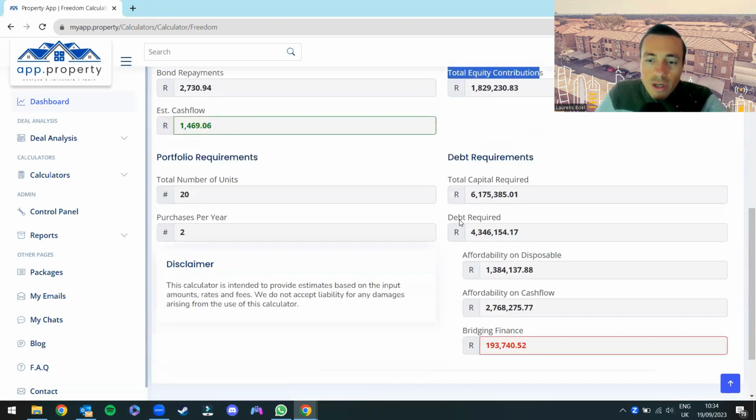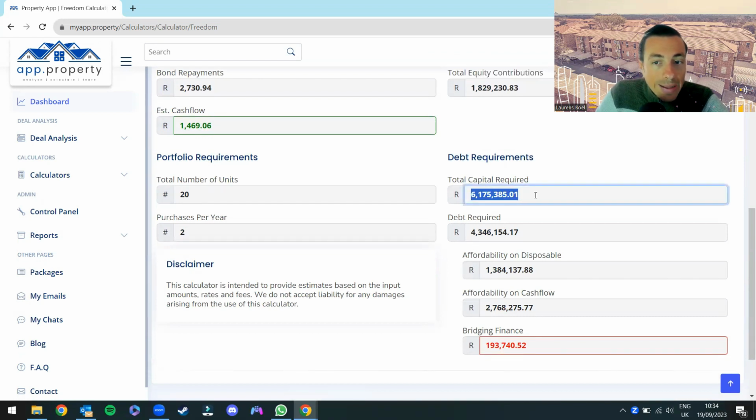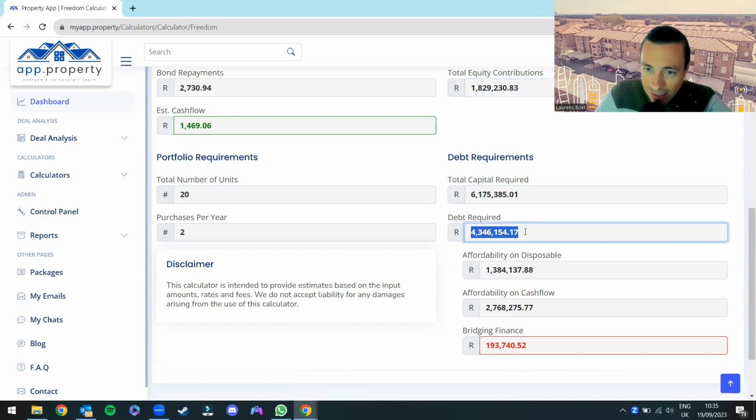Your debt requirements, so how much money are you going to need to get from the bank? So your total capital required to finance this entire portfolio, to get the 20 units, your total capital will be 6.17 million. The debt required will be your total capital minus your equity contributions. So this will be the debt amount.